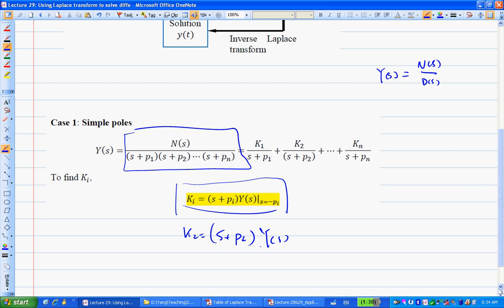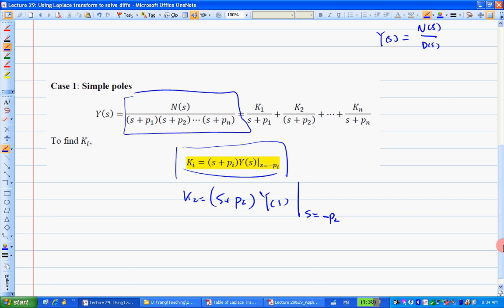So you can imagine what happens when you multiply with this original Y of s. The s plus p2 will cancel out the s plus p2 here, right? Then you set s equal to negative p2 in the resulting expression over here. So that's going to be the value of k2. Okay, so let me show you an example here.